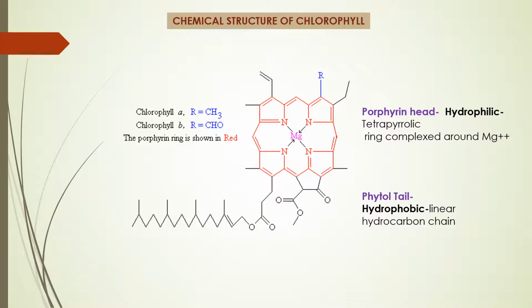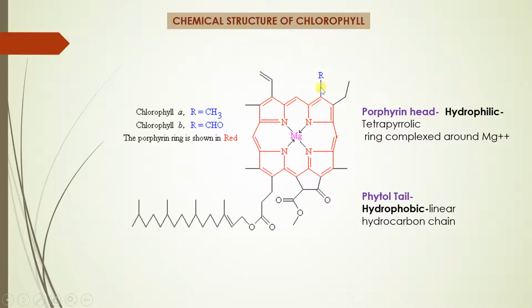Okay, let's have a look at the chemical structure of chlorophyll. It possesses a hydrophilic head portion, which is known as the porphyrin head, and a hydrophobic linear tail of hydrocarbons, which is known as the phytol tail. The porphyrin head is made up of 4 pyrrolic rings, that means a tetrapyrrole, which is complexed around a centrally located magnesium atom.